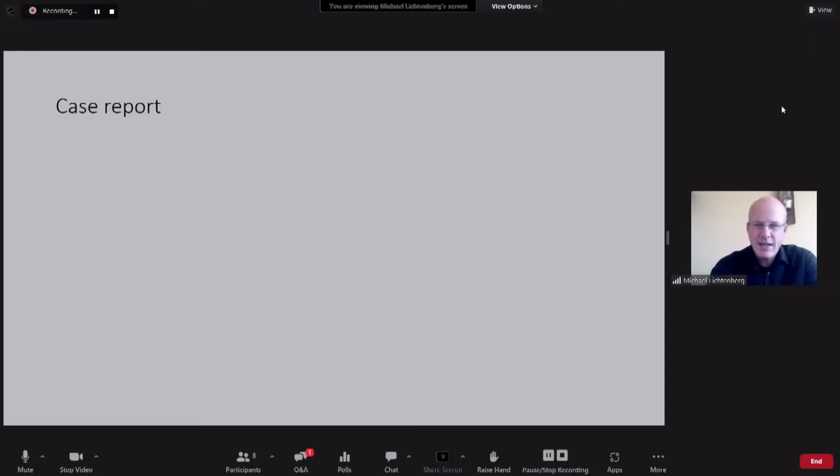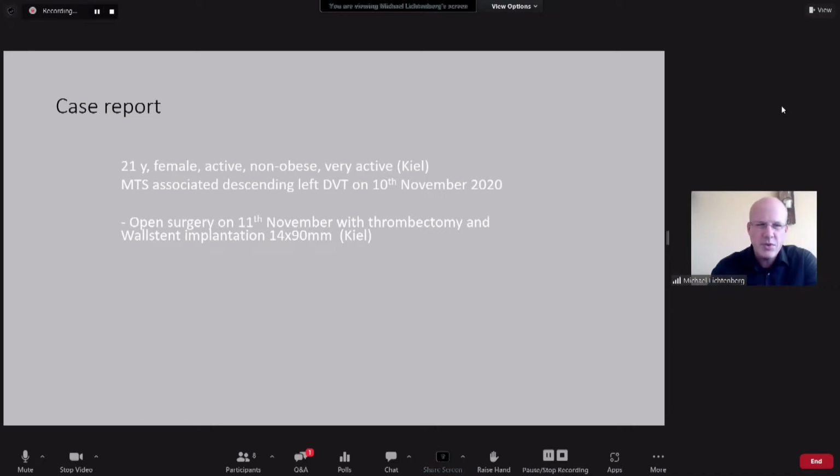Here's a typical case report at the beginning of my presentation, which shows the complexities. This is a 20-year-old female patient, very active, non-obese, treated in the north of Germany because of an acute iliofemoral DVT with May-Thurner syndrome on the 6th of November 2020. They performed open surgery on the 11th of November with thrombectomy and Wallstent implantation, the Wallstent 90 millimeters long. Unfortunately, reocclusion on the 14th.